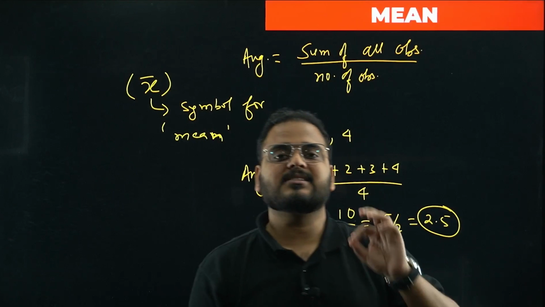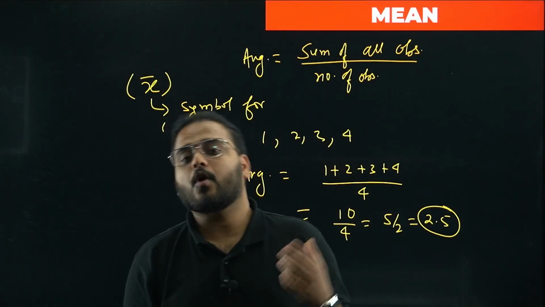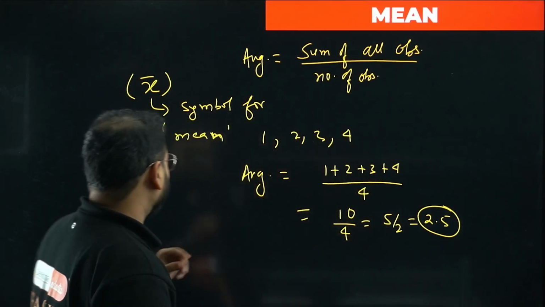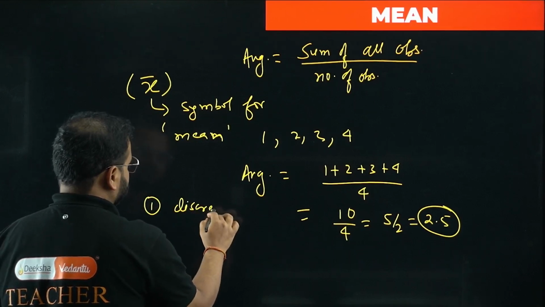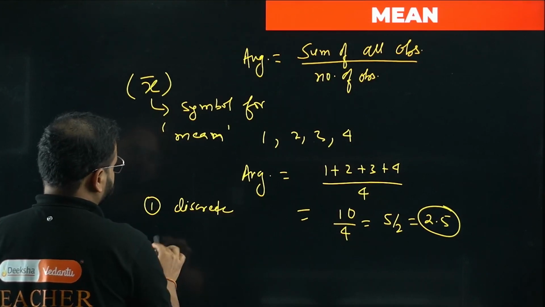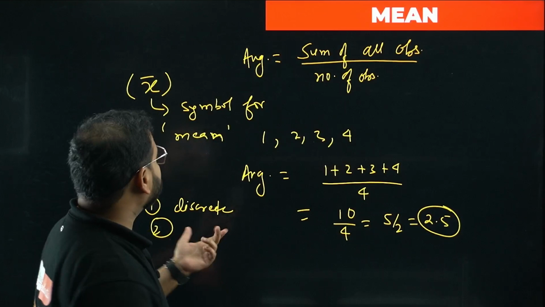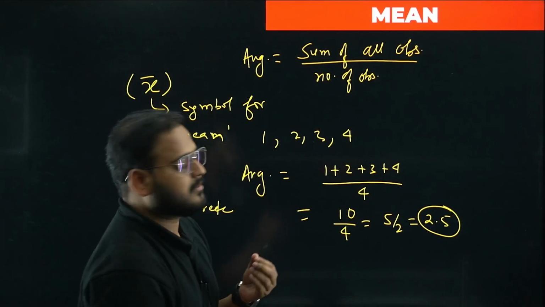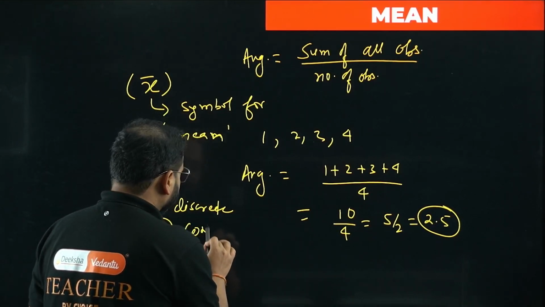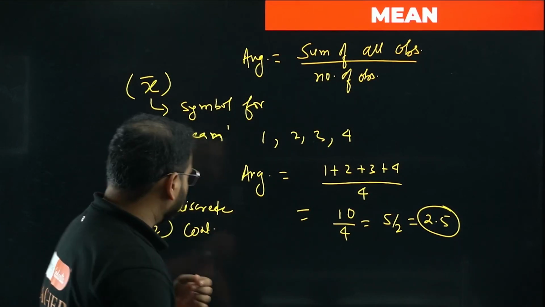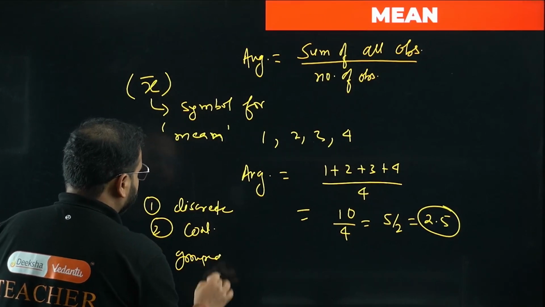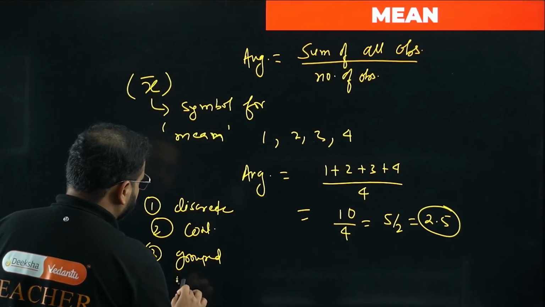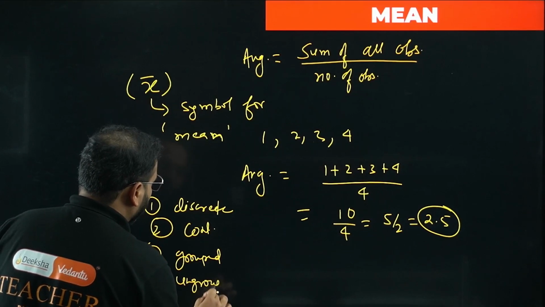Now you can find these measures of central tendency for all types of data. What are the types of data that you have? You have the data as discrete, then you also have continuous, and in that you have grouped and ungrouped as well. You have all these categories.